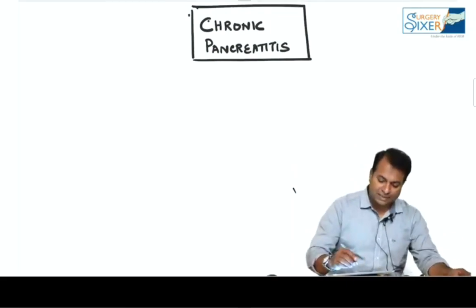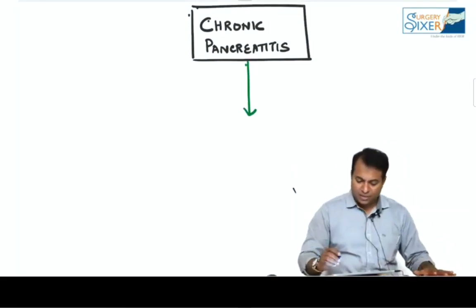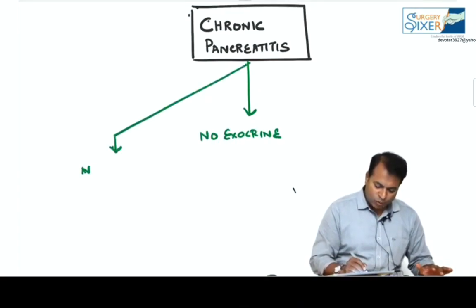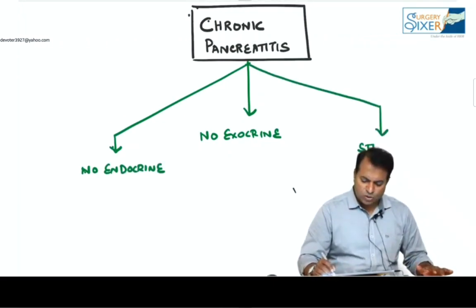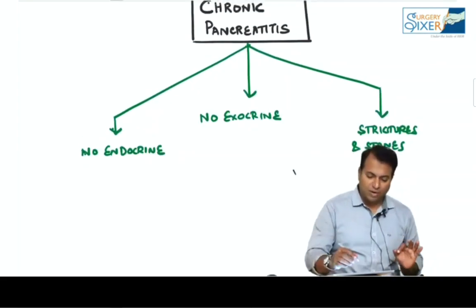So in chronic pancreatitis, the major problem is what? Due to recurrent attacks of pancreatitis or some other issue, the pancreas is now dead. There is no exocrine production. There is no endocrine production. Both endocrine function and exocrine function are lost. And the reason for the pain is they develop strictures and stones inside the duct because of recurrent attacks. So remember these three reasons.